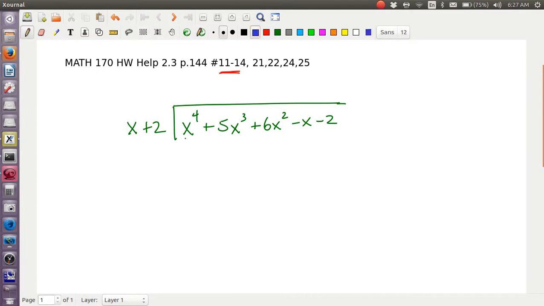How many times does x go into x to the 4th is what we're asking, and the answer is x cubed. Then you take x cubed and multiply by this piece down here, both pieces. So you're doing x cubed times x plus 2. That's the operation, and you're putting the result down here.